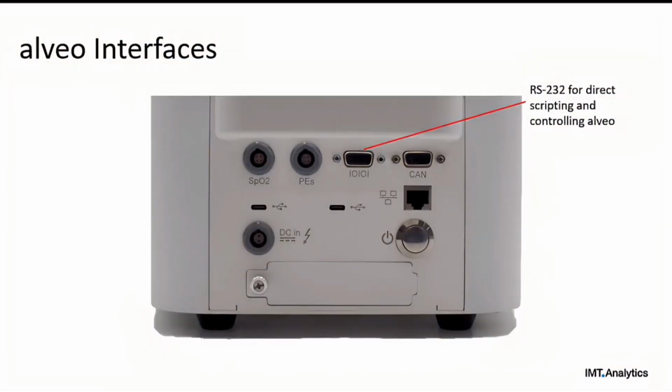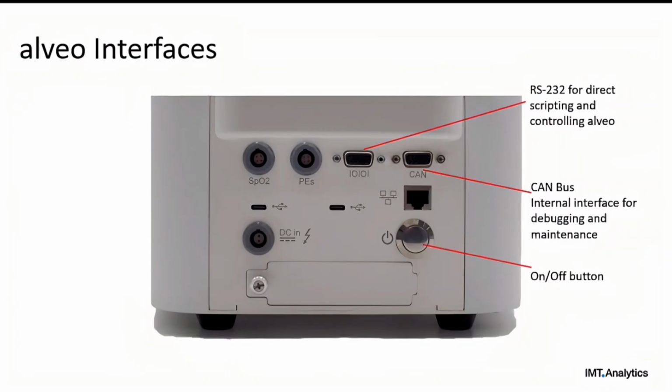These are the interfaces on the back. So we're starting with that you're not supposed to use the tablets all the time. You can directly hook up with a PC and write your own script in remotely controlling the alveo. We also have a CAN bus, which is mainly an internal interface for debugging and for maintenance of the device. We also have an on-off button, but there is also an Ethernet connector, which I probably had forgotten, but this is the Ethernet connector, so you can also use alveo in the LAN.